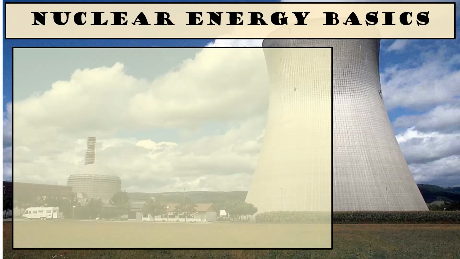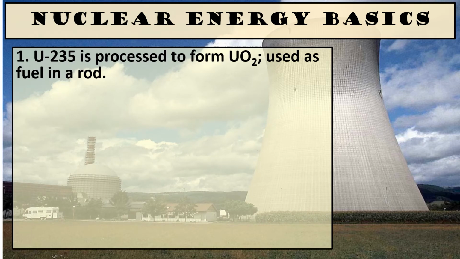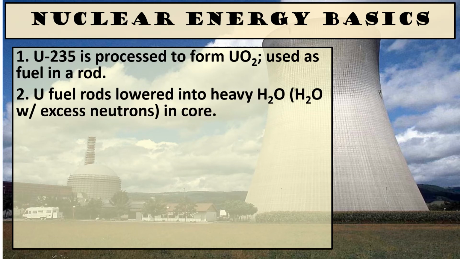Remember when we were talking about how you generate electricity from coal and natural gas? The same basic fundamentals are used here. You take your uranium-235 and you process it, you enrich it a little, you add some oxygen, and you turn it into this nice little fuel rod. Then you take these fuel rods and you lower them into what's called heavy water. This heavy water is special because it has an excess amount of neutrons. And remember, you need neutrons in order to split that uranium.